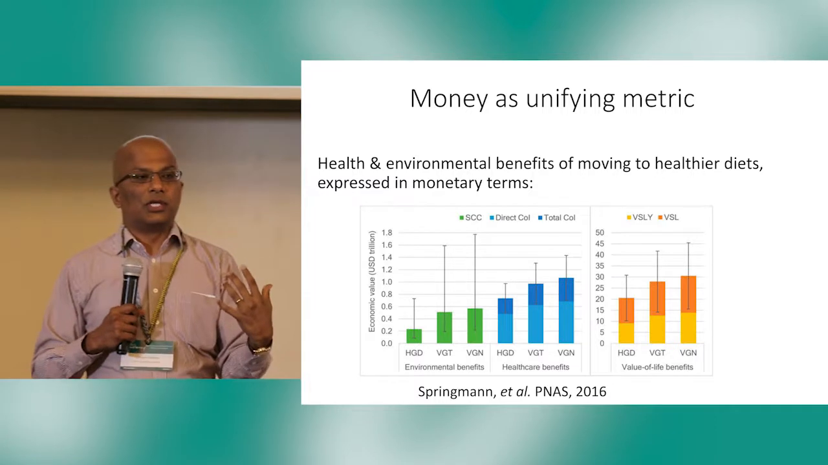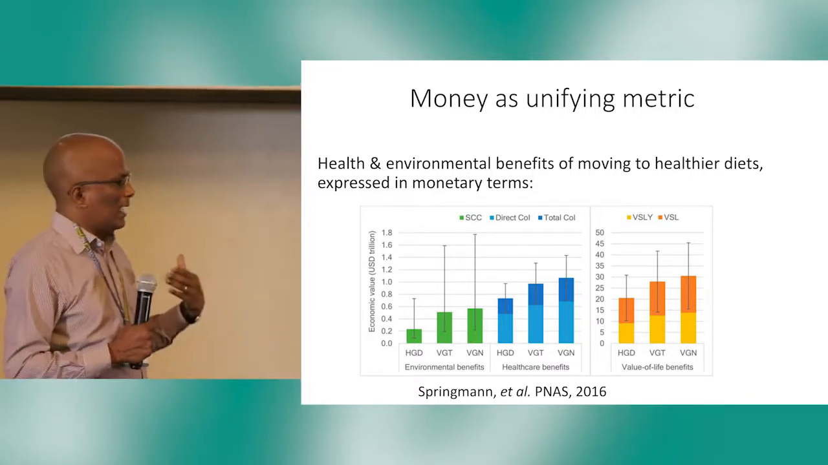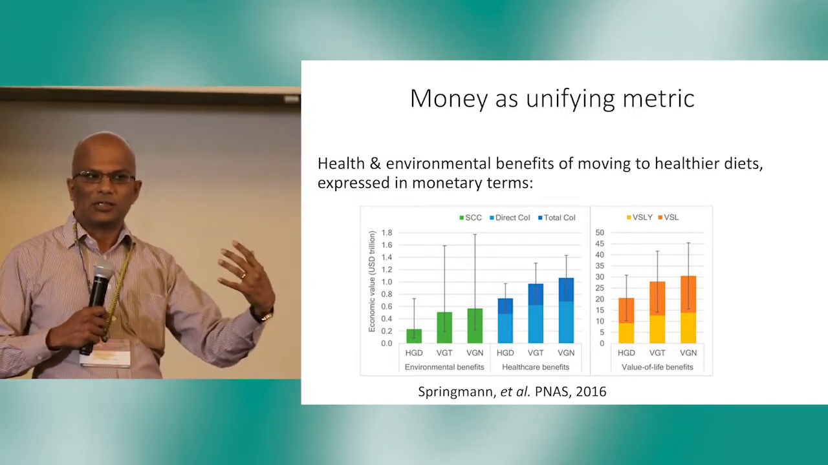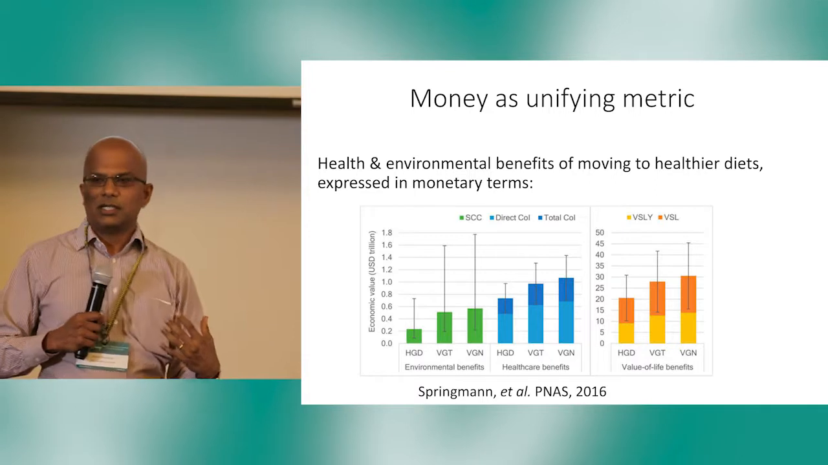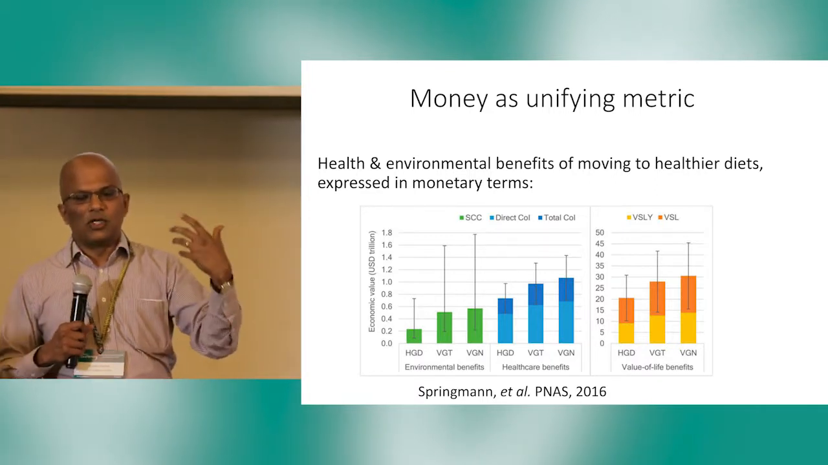The health implications, they run it through an epidemiological model, and the environmental effects, they use life cycle analysis to compute the greenhouse gas emissions arising from these changed diets. And then they use these valuation methods to convert that into money metrics.